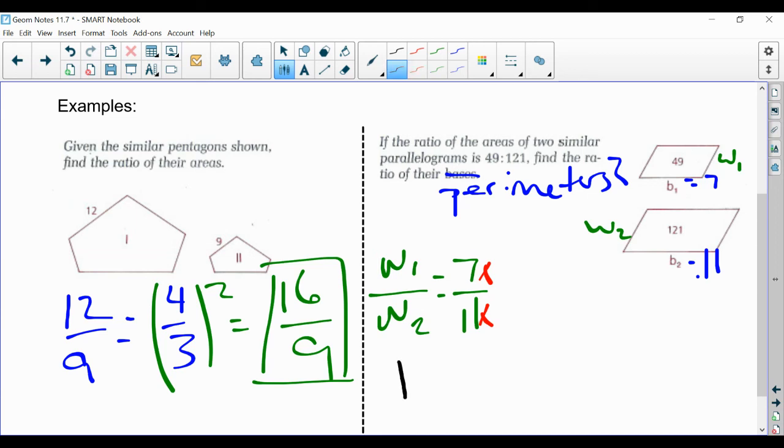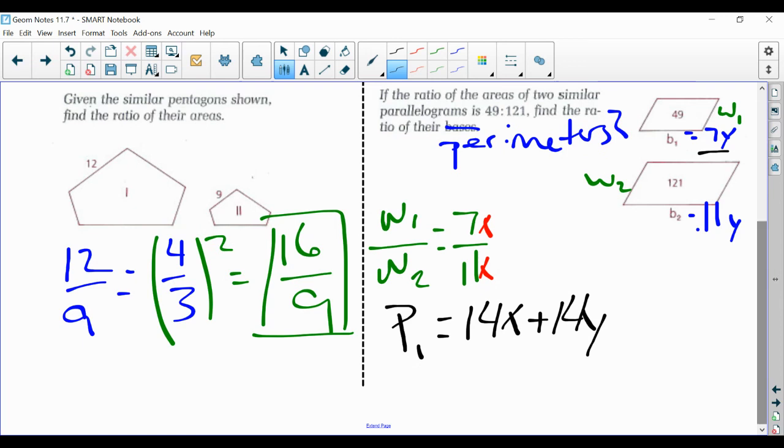So the perimeter of 1 is going to be the 7 and the 7. I guess I can't really even assume that that's 7. I guess we should call that 7y. We should call this 11y. So the perimeter of parallelogram 1 is going to be 7x plus 7y plus 7x plus 7y, the two lengths and the two widths, or 14x plus 14y. And the perimeter of parallelogram 2 is going to be, I have two 11x's as my widths, two 11y's as my lengths. So I'm going to get 22x plus 22y.